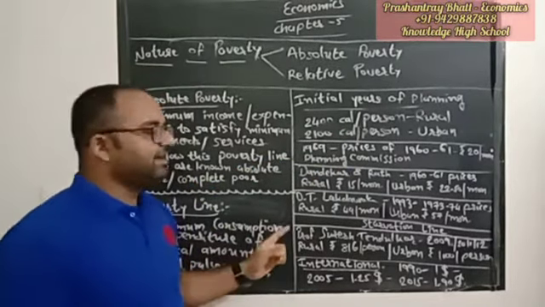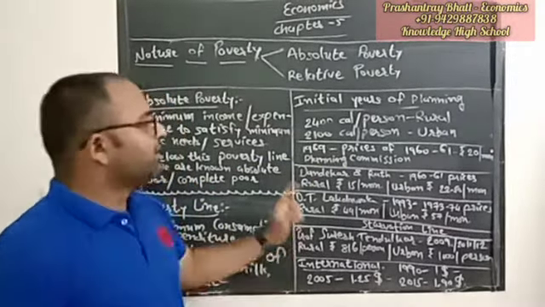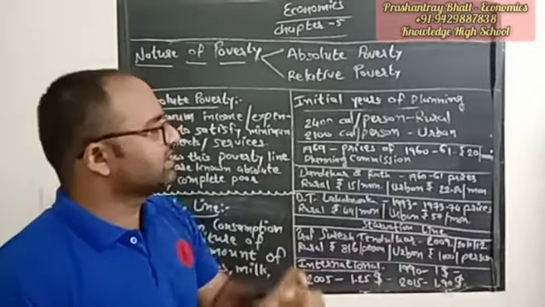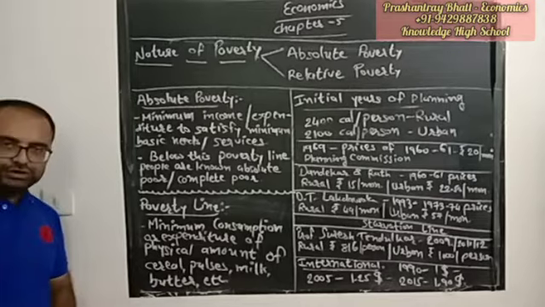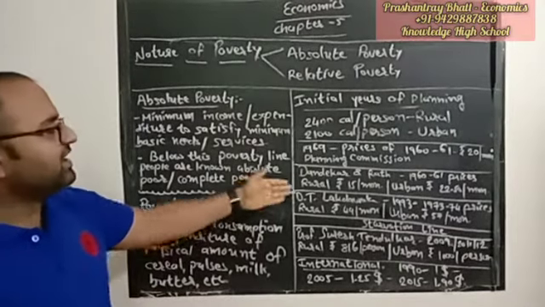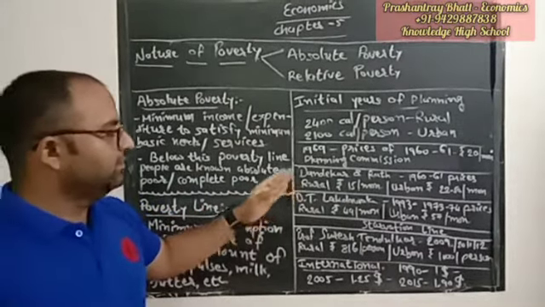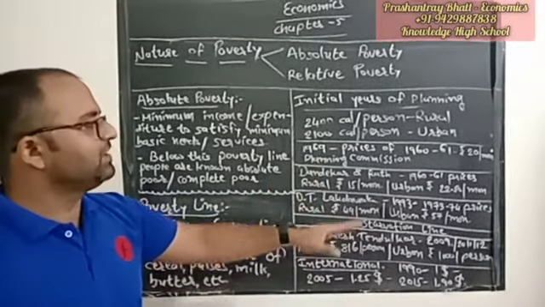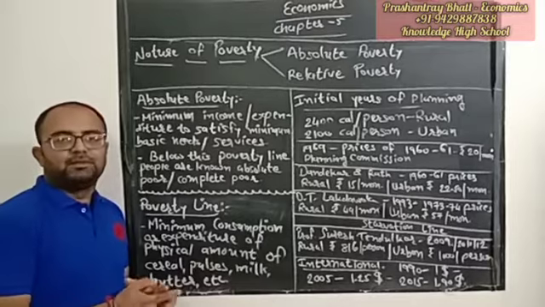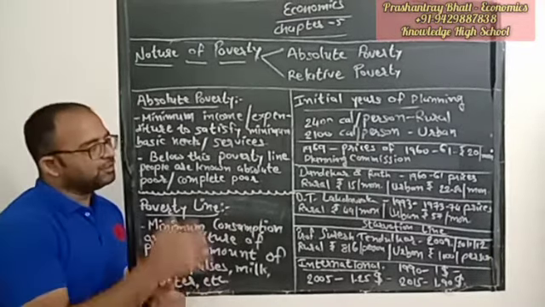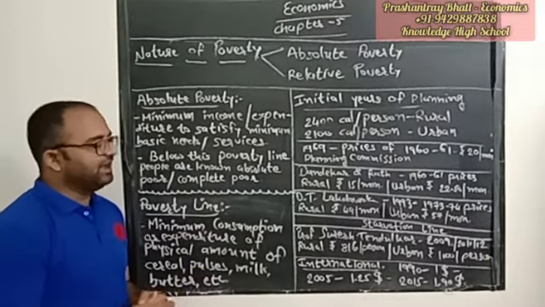In 1969, the prices of 1960-61 were taken as a base, and rupees 20 per person per month was decided by the planning commission. Right? Then the Dandekar and Rath committee was established. They took the same base price of 1960-61, and they defined rupees 15 per person per month in rural area and rupees 22.5 per person per month in urban area.